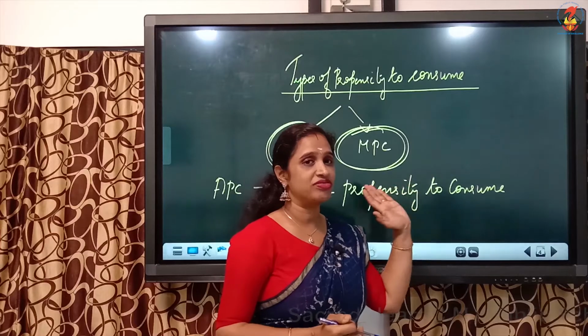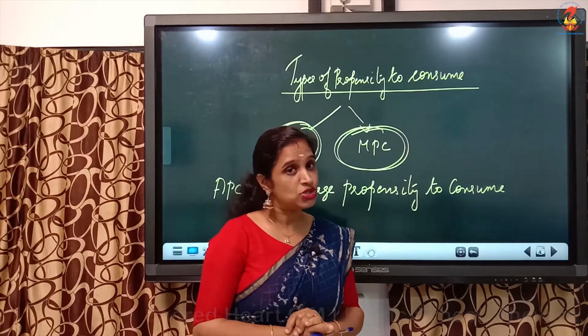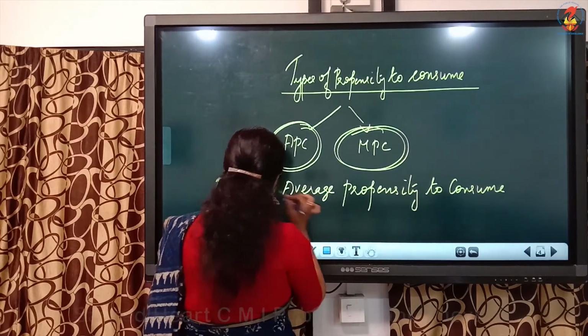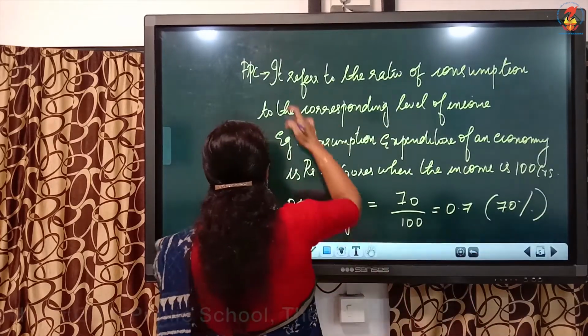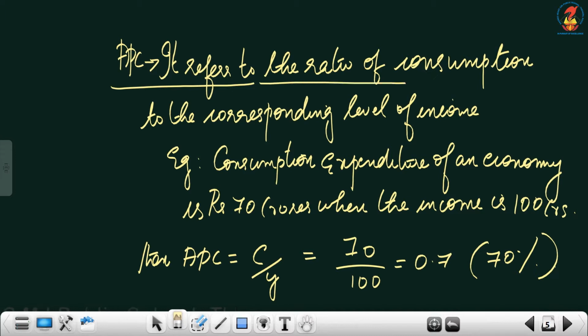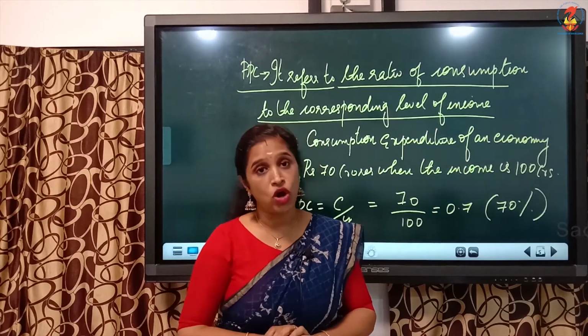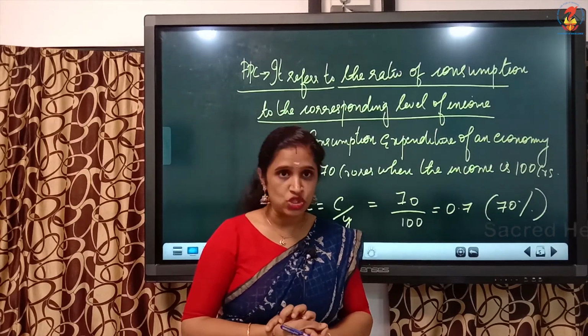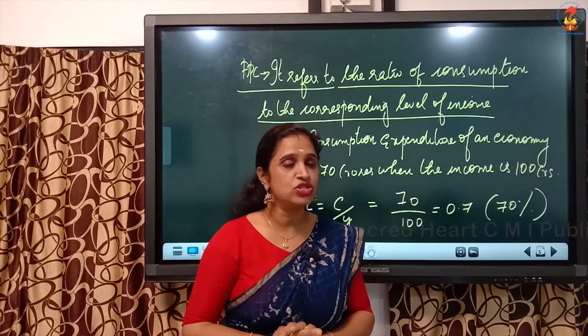Here you are familiar with the term MPC. We will see what is average propensity to consume. APC, that is average propensity to consume. Now, average propensity to consume refers to a ratio of consumption to the corresponding level of income. What is the ratio of consumption to the corresponding level of income? We are speaking in terms of economy, not in terms of an individual, because we are dealing with macroeconomics. So, keep that point in mind always.